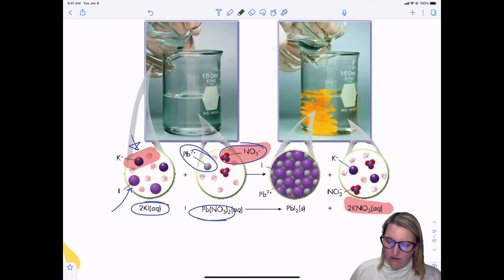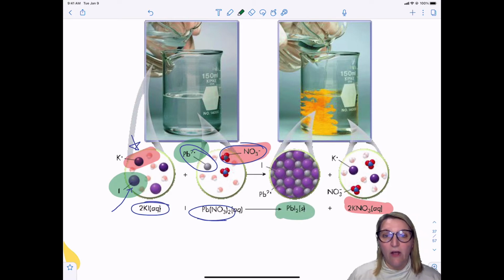And the other compound that may form, the positive of one and the negative of the other, is the other ionic compound that forms. Now in this case, the lead iodide that forms is insoluble. It does not dissolve in water. It forms a solid, which we call a precipitate.